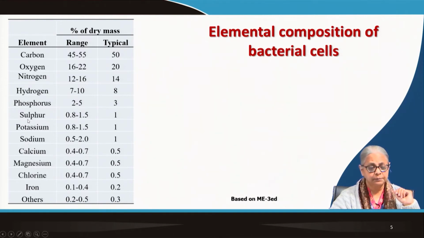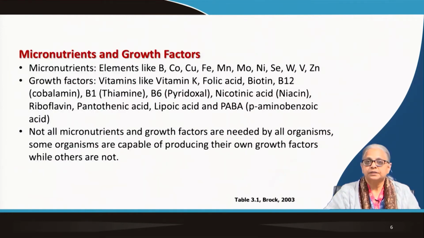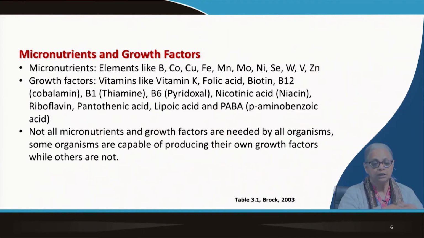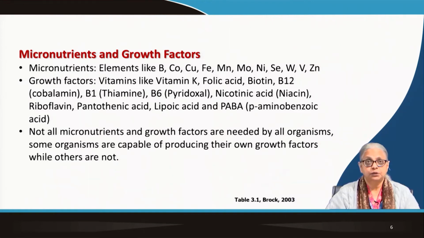So, along with the big 6, we also have potassium and sodium over here for bacterial cells. Here we have the micronutrients: calcium, magnesium, chlorine, iron and other nutrients. These are the elements that constitute less than 1% of the dry weight of bacteria. Let us take a look at some micronutrients.